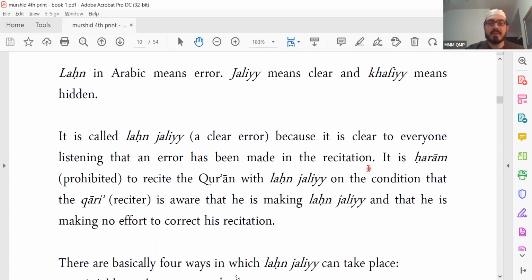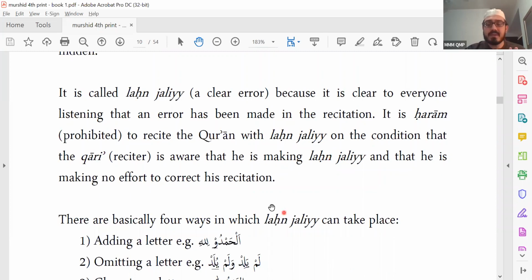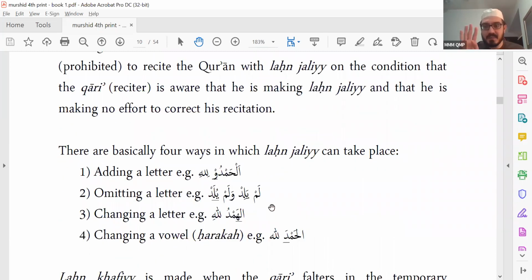So they're just going about their day, years go by, and they have not even tried to fix the recitation of Surah Al-Fatiha, right? Surah Al-Fatiha, as we know, it's a must to recite properly in the salah, right? Otherwise, the salah is not valid. So there are basically 4 ways in which lahan jali can take place.